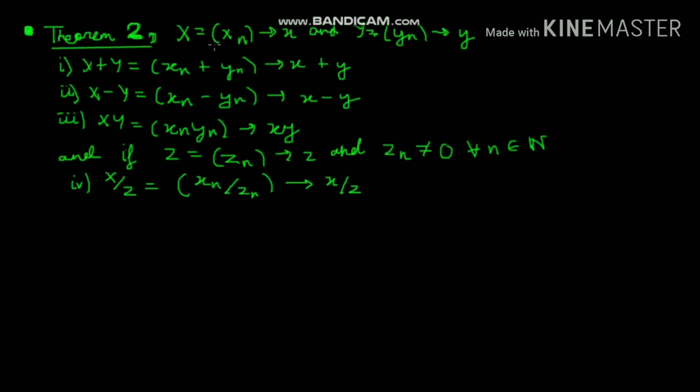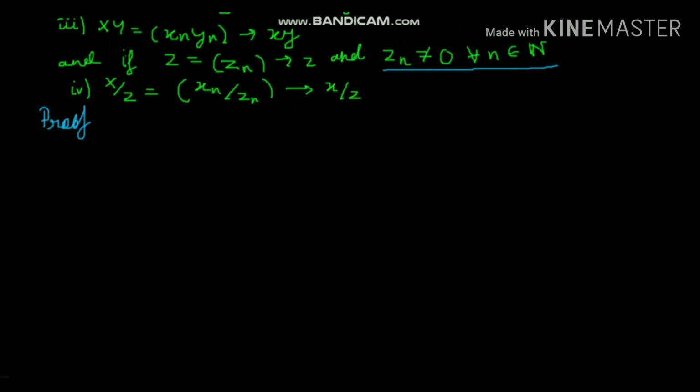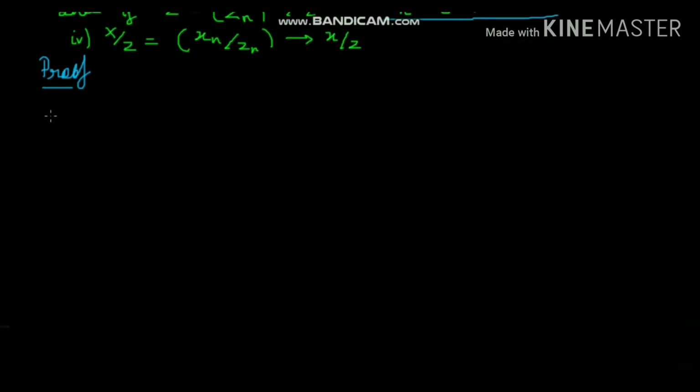So theorem 2 states that if I have two sequences xn and yn that converge to x and y respectively, then the sum sequence must converge to x plus y. The difference sequence, xn minus yn, should converge to x minus y, and xn yn should converge to xy. And if we are given a sequence zn which is a non-zero sequence, then the quotient sequence will also converge to its quotient convergence point. So for the proof, I'm only going to show the first one. The rest of the three are all similar and you can try them out on your own.